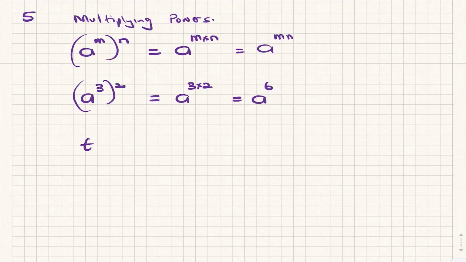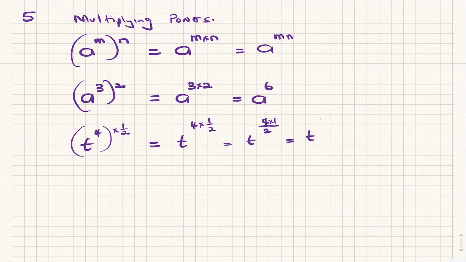t to the power of 4, all to the power of a half, will become t to the power of 4 times 1 over 2, which is t to the power of 4 over 2, which equals t to the power of 2.